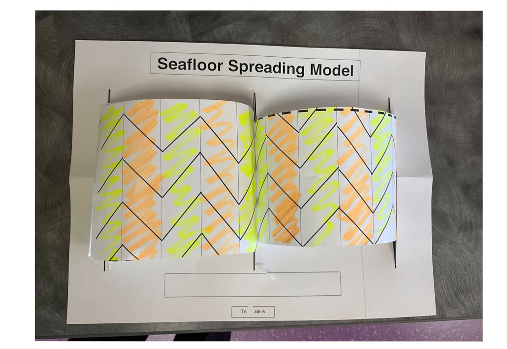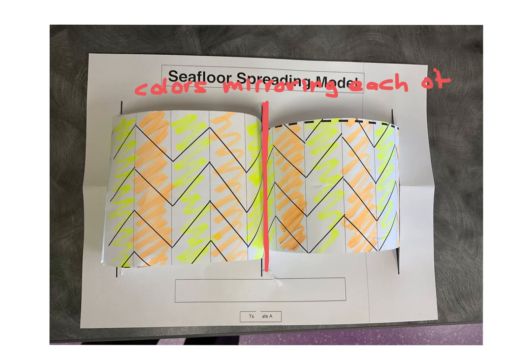As we take a look at our models and go down through our questions, the first thing you were asked was to observe what was happening at that center slit. So folks, as we take a look right down this slit, we should have seen the two colors coming up, mirroring each other on both sides of the slit.